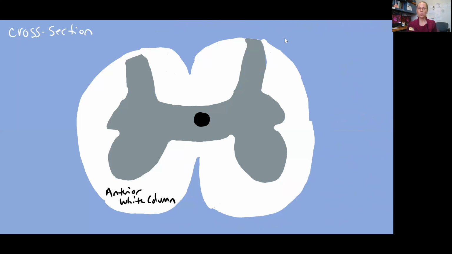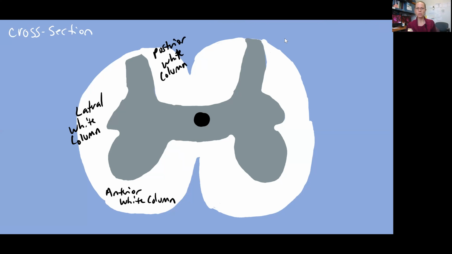Okay, looking at that white matter, we are going to divide it up into what are described as columns, and we'll see this both on the left and the right side, but to simplify my diagram, I'm just labeling one side. So I'm going to have at the front my anterior white column, at the side my lateral white column, and at the back my posterior white column.